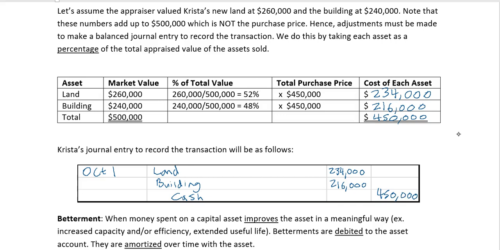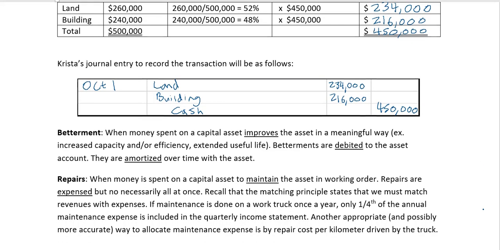Okay, there's a journal entry all done. Krista makes this entry, and the land and building is now on her books. The cash is off her books.